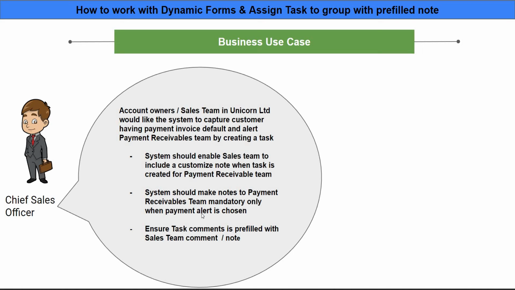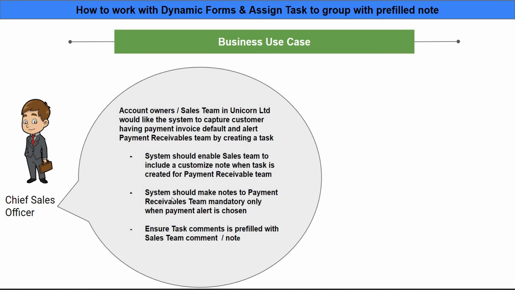So if there is a delay in payment from the customer, the payments receivable team comes to the rescue. We need to create a task for the payments receivable team, and the task should be triggered by a small checkbox when the sales team says that payment from the customer is pending, so the system has to create a task. And when a task is created, the sales team should be given an option to enter notes to the payments receivable team: the reason why the payment has been pending, how long it has been pending, and all such details. So we wanted a note to go to the payments receivable team.